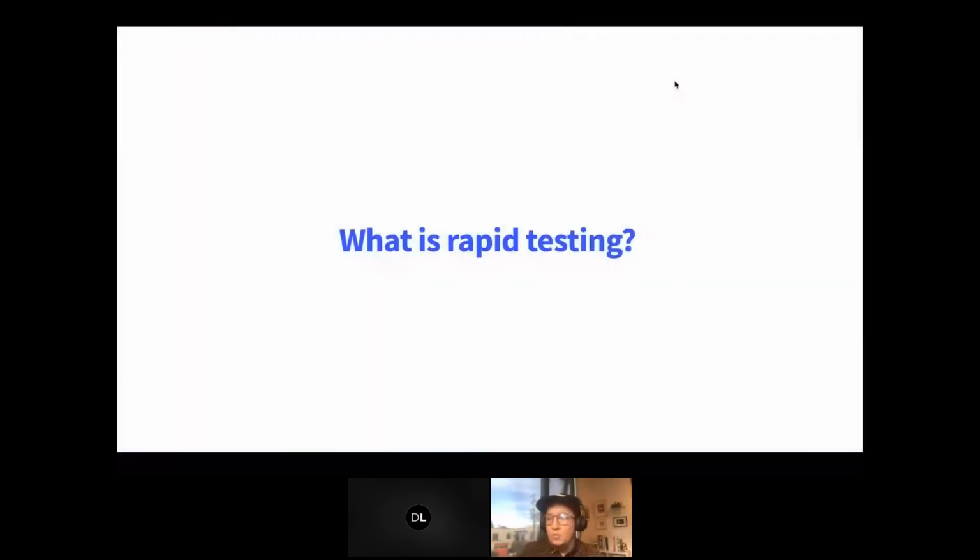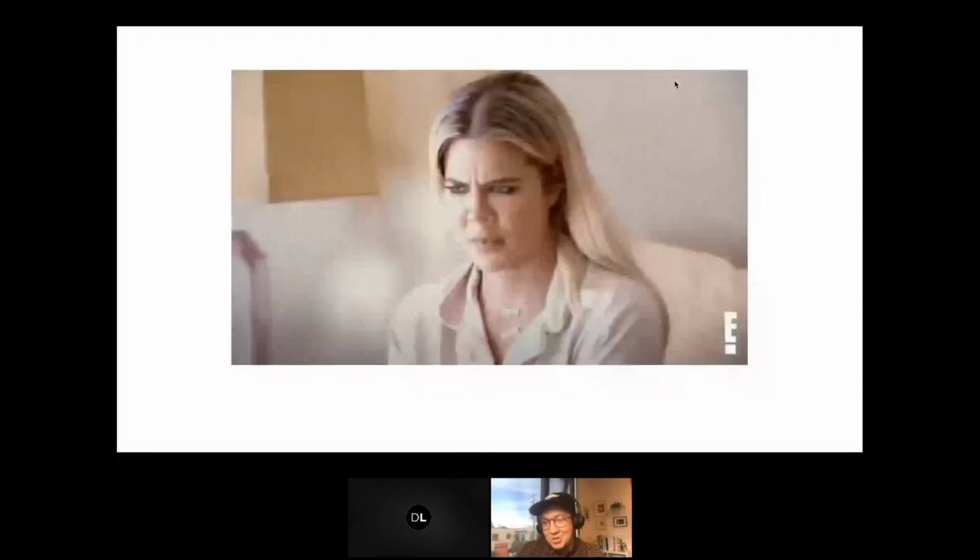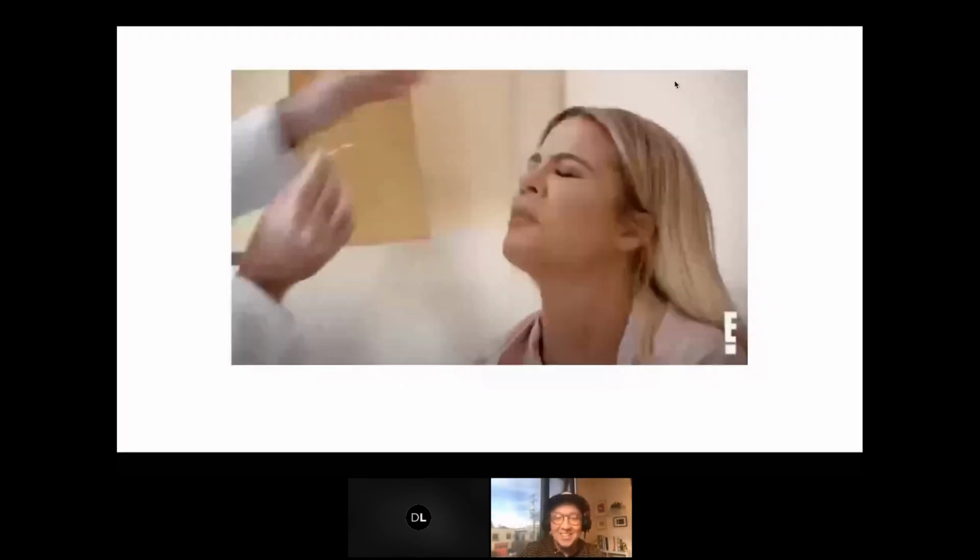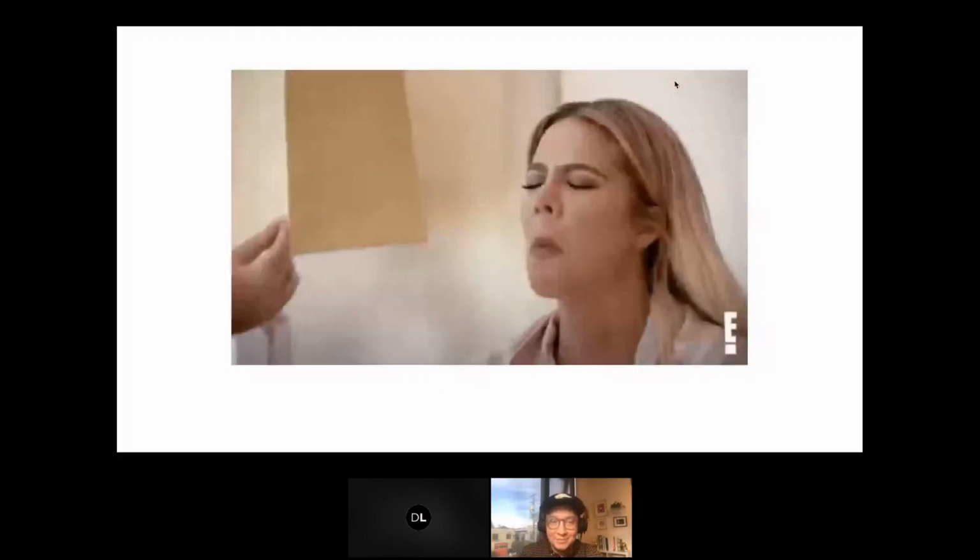So that leads us to what is rapid testing. I told you there would be jokes. It is not this kind of rapid testing, although I had to go through one of these just yesterday, so this is very fresh in my mind.